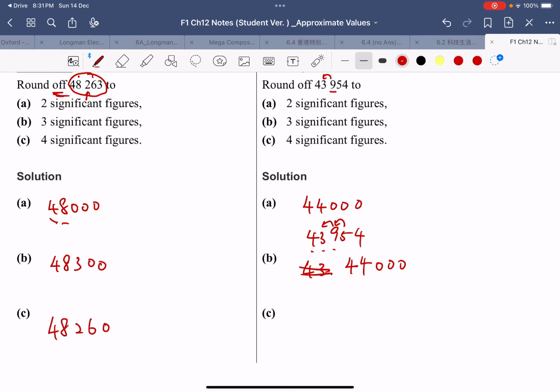And then again, for 4 significant figures, you need to count 1, 2, 3, 4, and then the 4 becomes 0 here. 43950.